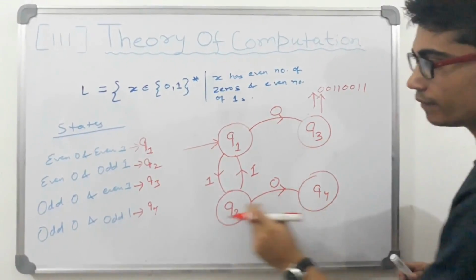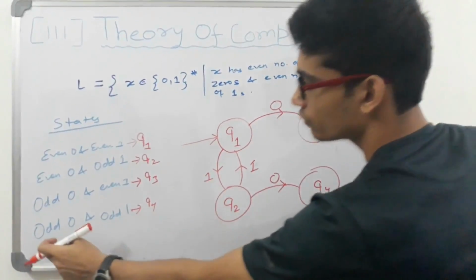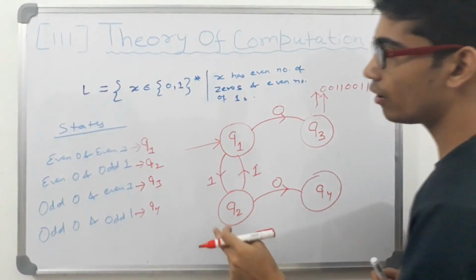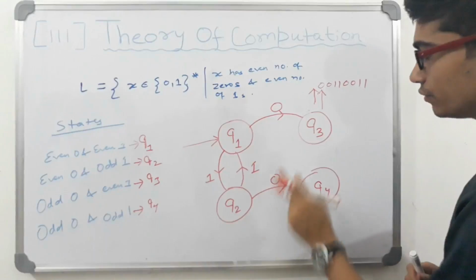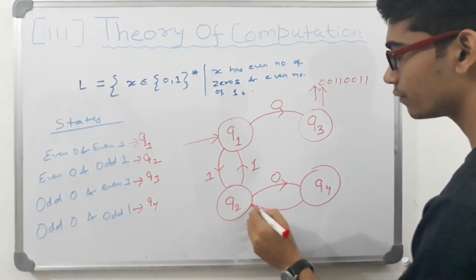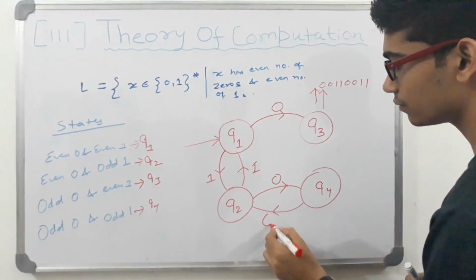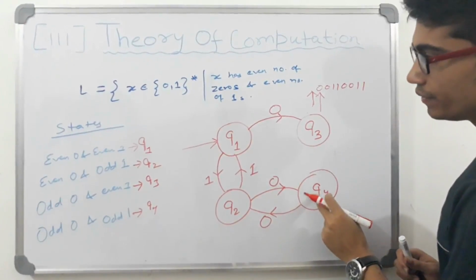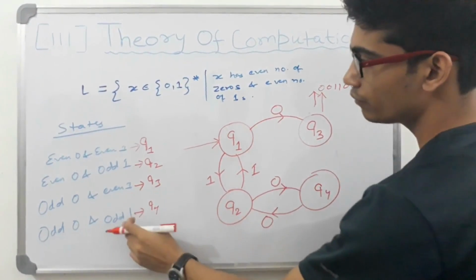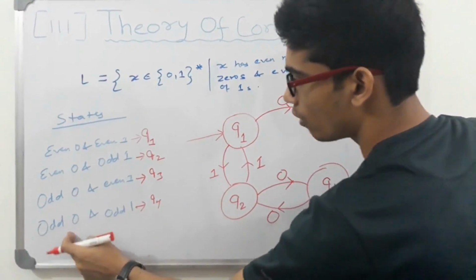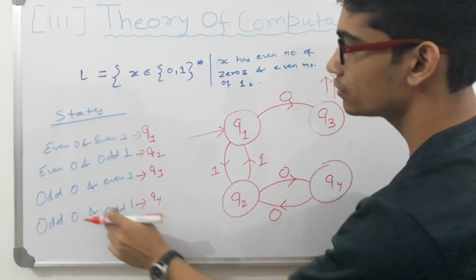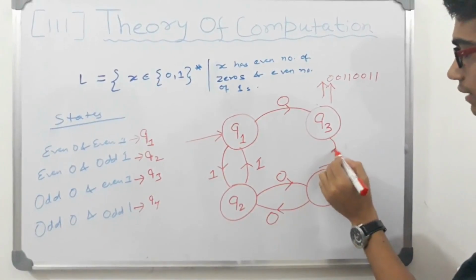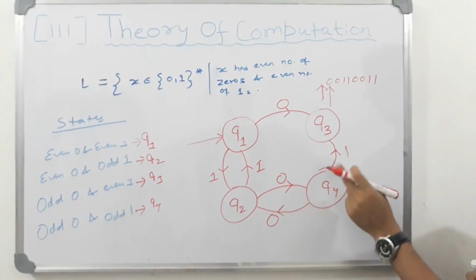Now at q4, if we encounter a 0, we are making the number of zeros even, so we'll go to even 0 and odd 1. So even 0 and odd 1 is q2. Very good, we are seeing a 0. Now if we encounter a 1 at q4, what will happen? Odd 0 and even 1, so odd 0 and even 1 is q3. I will go to q3 by seeing a 1. So I have completed 0 and 1 for q4.